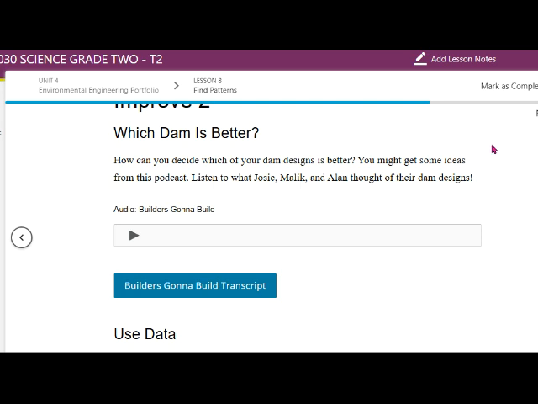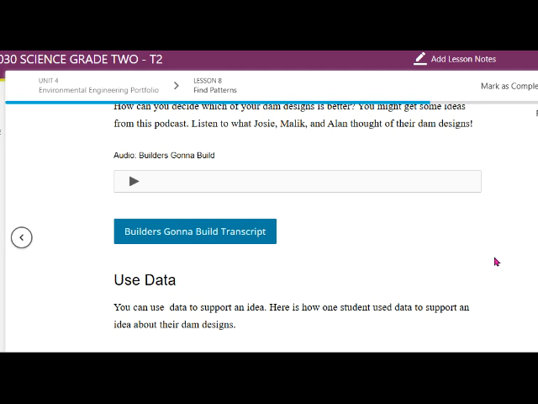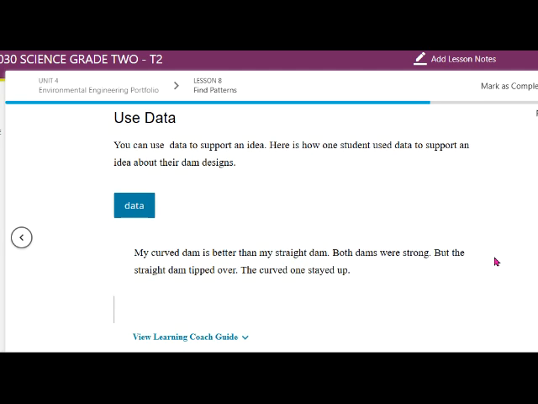You might get some ideas from this podcast. Listen to what Josie, Malik, and Alan thought of their dam designs. So this is called Builders Gonna Build. Go ahead and listen to this, and they're going to discuss their dam designs and what was best.